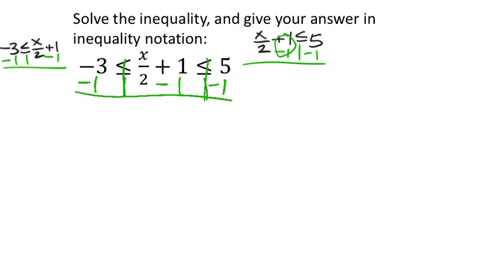So what am I left with? Negative 3 minus 1 is negative 4. Of course, that's zeroed out. So I do drop the x over 2. And then 5 minus 1 is 4. So the inequalities don't change because we didn't have a negative coefficient.